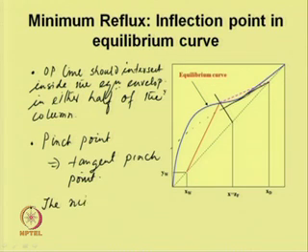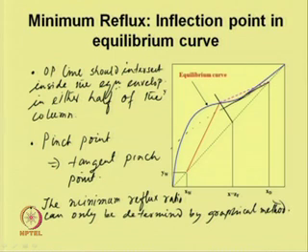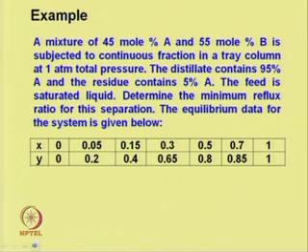The minimum reflux ratio can only be determined by the graphical method, as shown over here. Let us take an example. A mixture of 45 mole percent A and 55 mole percent B is subjected to continuous fractionation in a tray column at 1 atmosphere total pressure. The distillate contains 95% A and the residue contains 5% A. The feed is saturated liquid. Determine the minimum reflux ratio. For this separation, the equilibrium data for this system is given below.